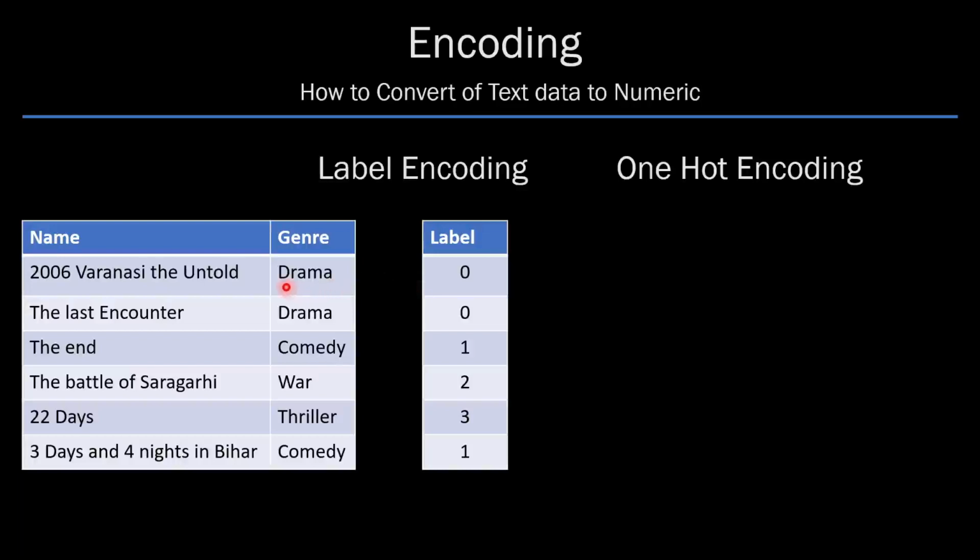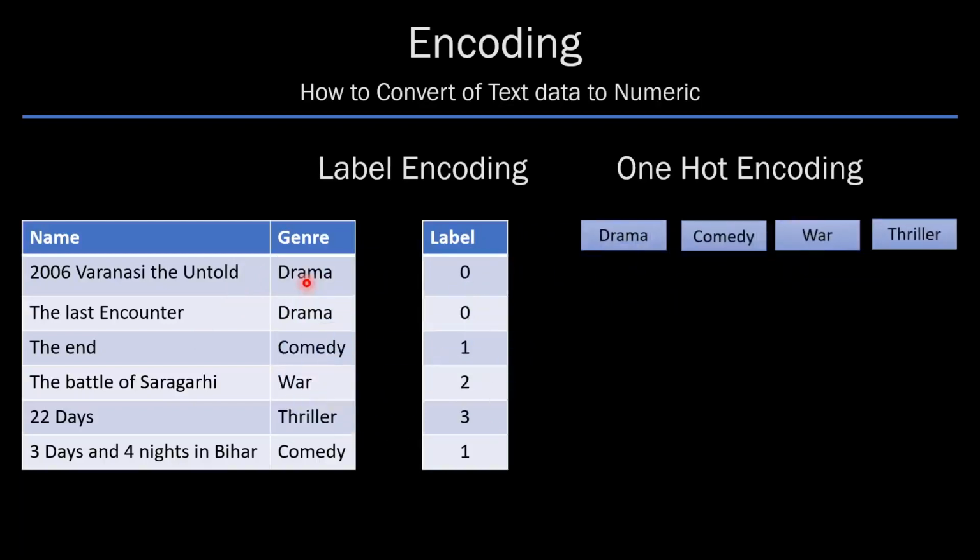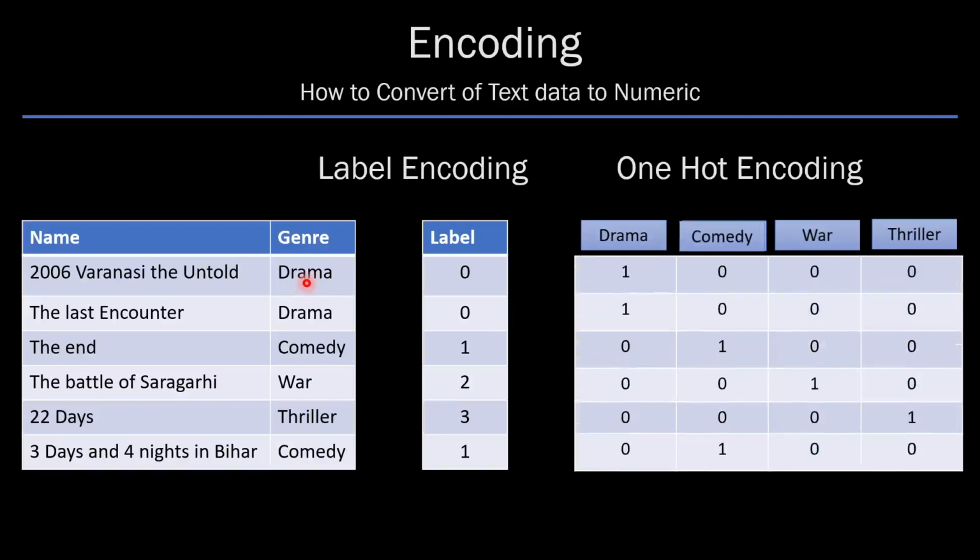So what happens is all the dramas are converted to zeros, and all the comedies are converted to 1, all the war category can be converted to 2, thriller can be converted to 3, and things like that. If it is one hot encoding, each and every category will become a new column by itself, right? Drama, comedy, war, and thriller will be 4 headings in our source dataset. And what happens is that new data columns will be created based on the category.